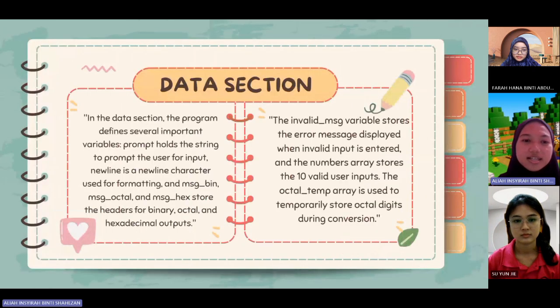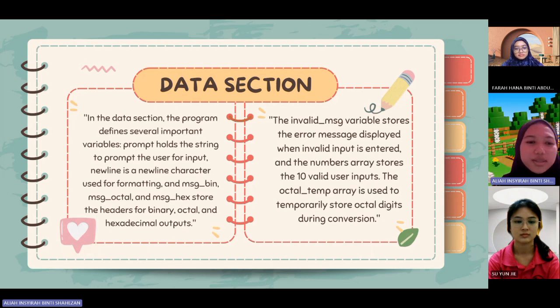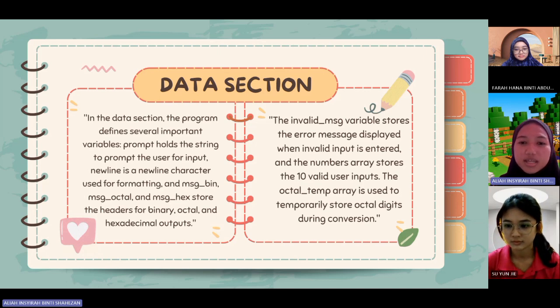Data section. In the data section, the program defines several important variables. Prompt holds the string to prompt the user for input. Newline is a newline character used for formatting, and message binary, message octal, and message hexadecimal store the headers for binary, octal, and hexadecimal outputs. The invalid message variable stores the error message displayed when invalid input is entered, and the numbers array stores the 10 valid user inputs. The octal temporary array is used to temporarily store octal digits during conversion.